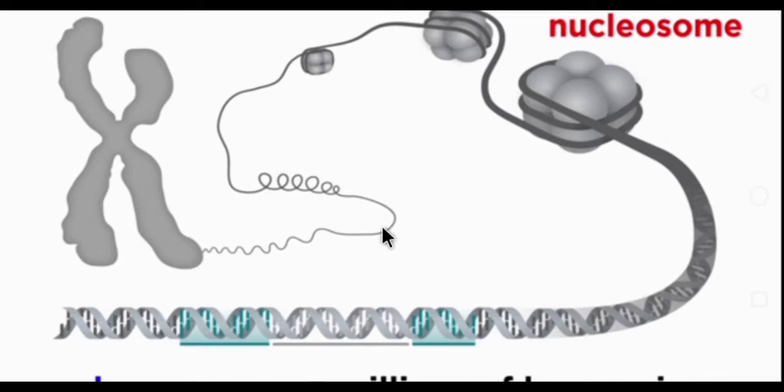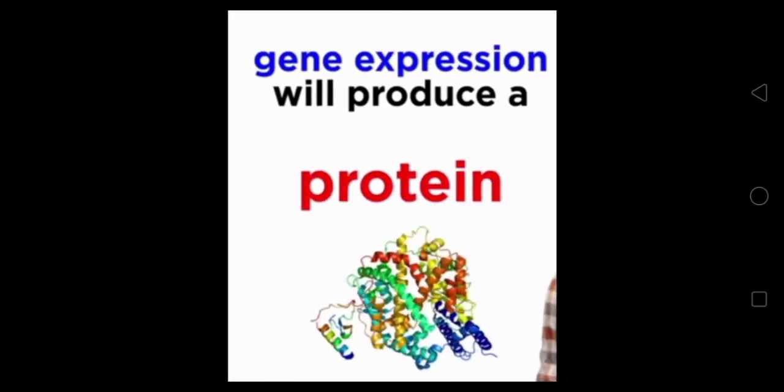A very long chromosome contains certain base pairs, which are called genes. This whole is the chromosome, and these base pairs are the genes. Genes are responsible for coding of different things. When a gene is expressed, a specific protein is produced.